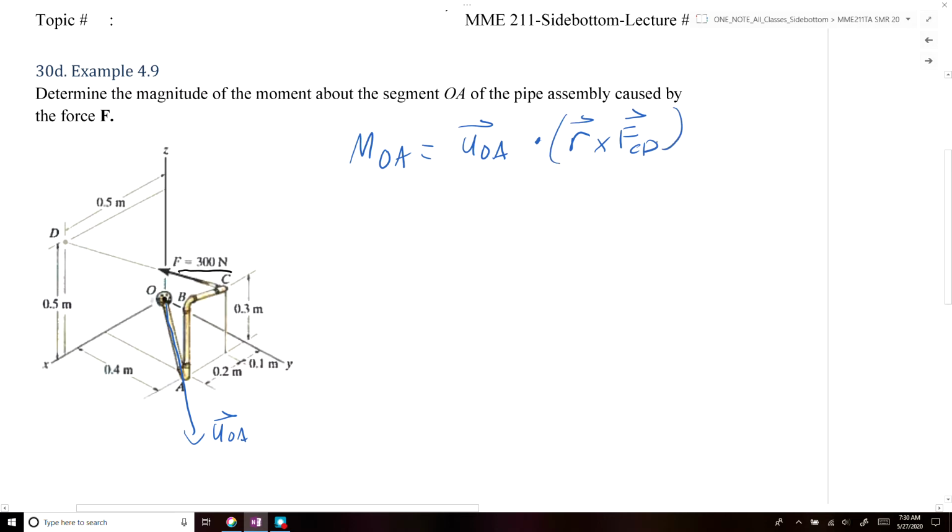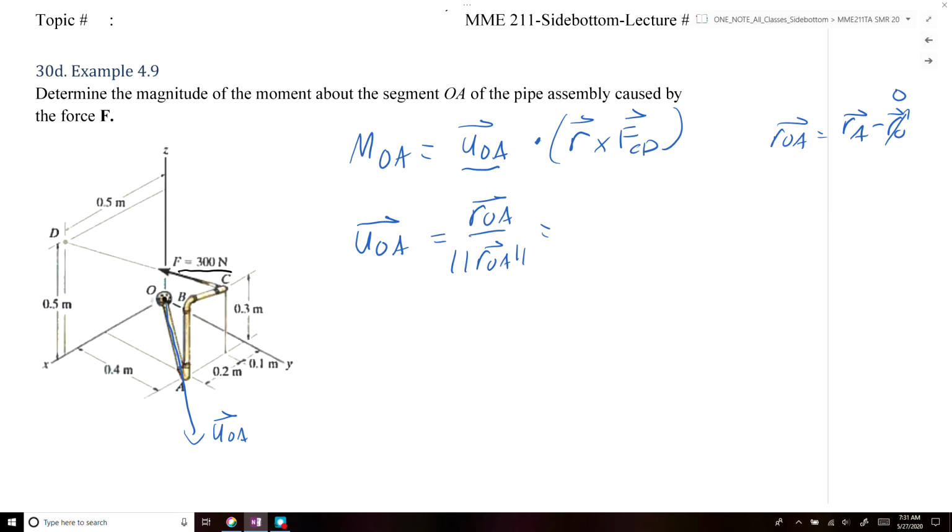So first things first, let's define each component. U_OA we can define using the coordinates of O and A, so that would be equal to R_OA divided by the magnitude of R_OA. R_OA we know is going to be equal to R_A minus R_O. The position vector of the origin has no value, so it's just going to be equal to R_A.